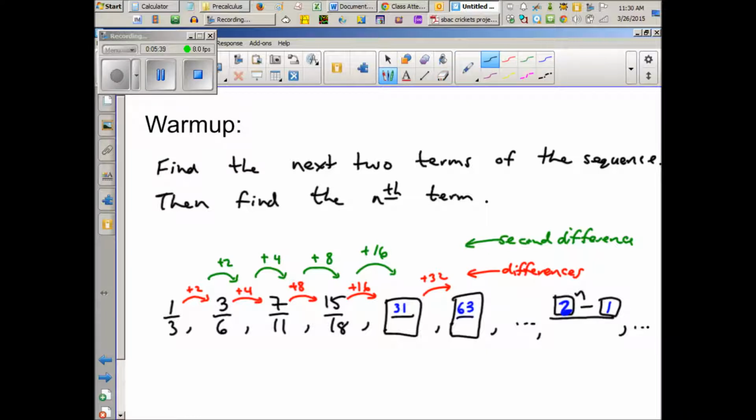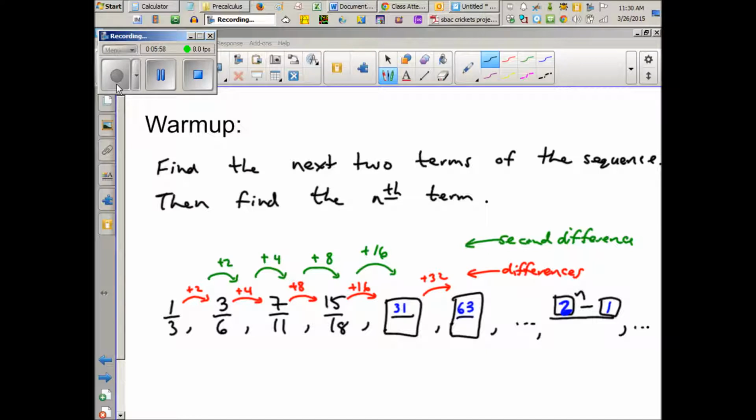2 to the n minus 1. How many of you had that pattern? You actually guessed that pattern. Do you have to fully guess it next time? No, you could check the differences and the differences of the differences. If they are the same, it's exponential. Good thing to know. So go ahead and record that on your paper. I'll write it down too after I answer the question.